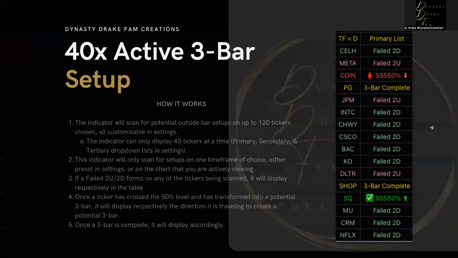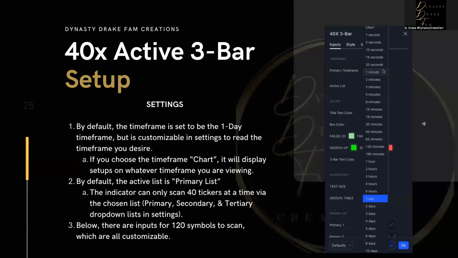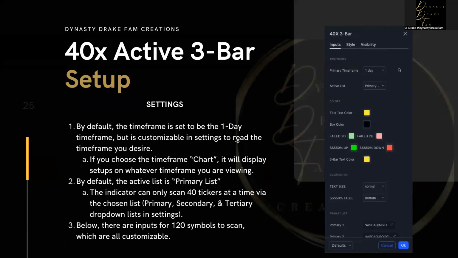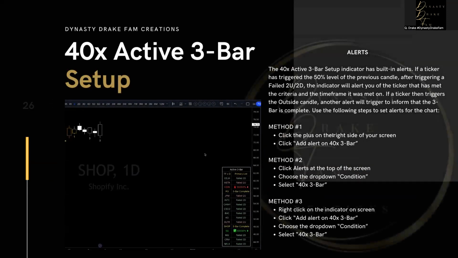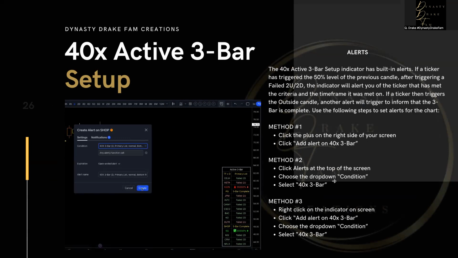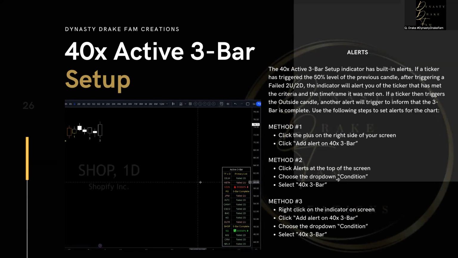Now, this one can be a bit overwhelming. We actually just talked about this. And I was right, it is preset to the 1 day. So your time frame is preset to the 1 day on the 40x active 3 bar. Now, this one you can set alerts for as well. And I've caught quite a few trades on alerts for potential outside bars. Now, you can set alerts for up to 120 tickers, regardless of which list you have active. You can set the alerts for all 120 tickers that you have there.